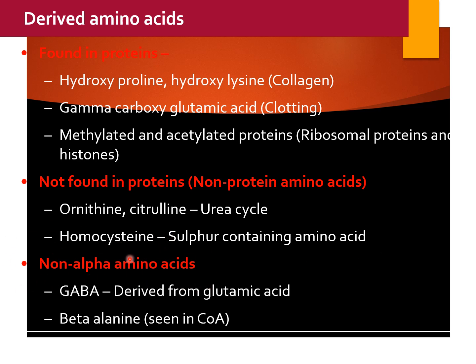Then non-alpha amino acids. The first member is gamma amino butyric acid, derived from glutamic acid. If you remove the amine group, it becomes gamma amino butyric acid. Only one amine is lost. Another amine which is present in the side chain remains intact. So it becomes gamma amino butyric acid. Beta alanine is a component of coenzyme A, while GABA is an inhibitory neurotransmitter.